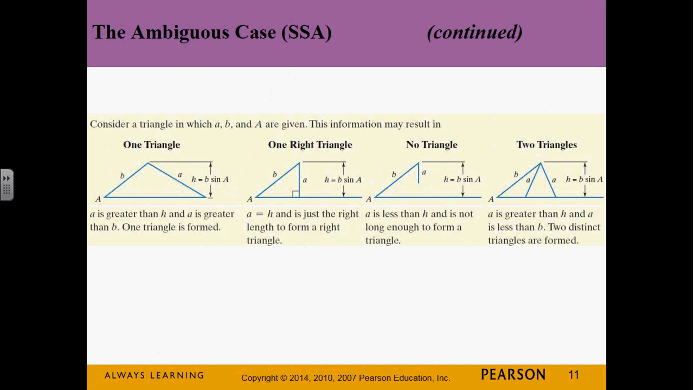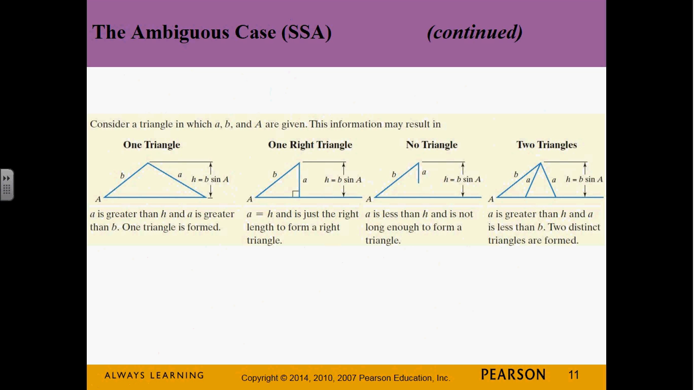However, if a is less than b, there are a couple of different things that can happen. We could have a right triangle, but that's still only one triangle. We could have no triangle if a is not long enough to reach down and connect. Or if a is just long enough, it could swing in and form an obtuse triangle, or it could swing out and form an acute triangle. So there's the possibility that we could have multiple situations going on here, okay?